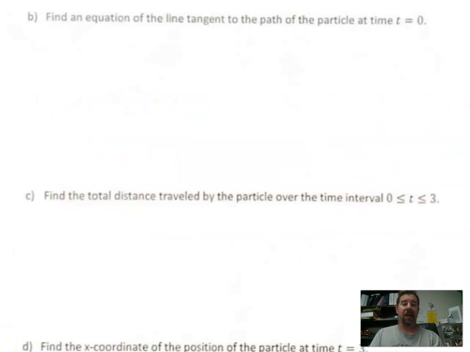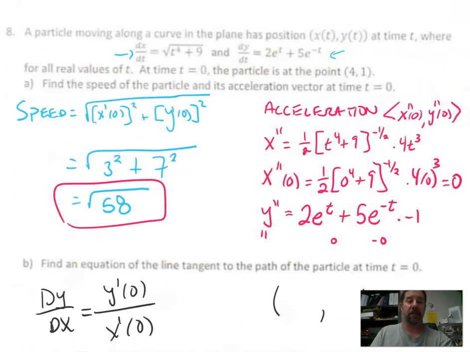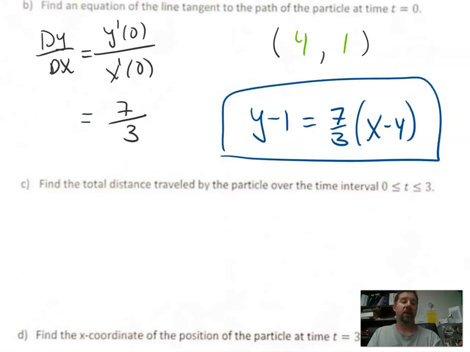Part B says define an equation of the line tangent to the path of the particle at time t equals 0. So we need the slope at 0 and a point. The slope of a parametric equation would be y prime at 0 over x prime at 0. We found those in part A, and that would be 7/3. The point they actually give us in the beginning of the problem, and sometimes these can be tricky if you forget about it, but they told us up here that the point is (4, 1). Now that we have the point and the slope, we can go ahead and write the equation of our tangent line. And as always, I would leave that in point-slope form, just like that.